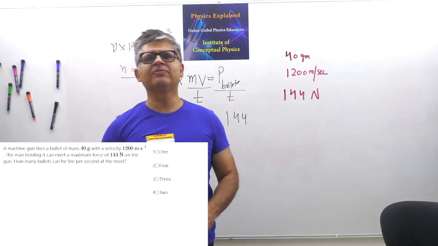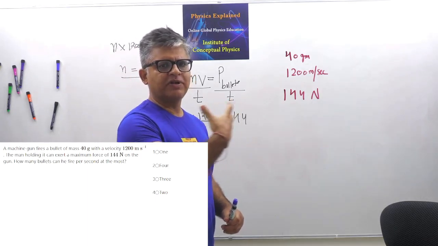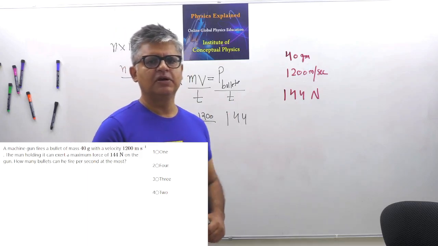If you fire more than 3 bullets, you're likely to get injured, or you will not be able to withstand the backward recoil or the jerk you face, or the impulse you face from the gun.